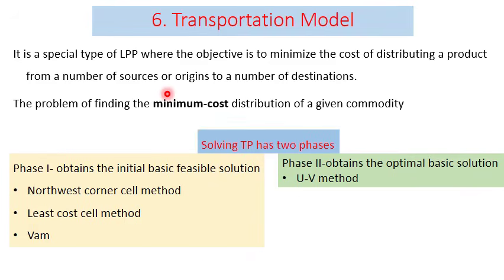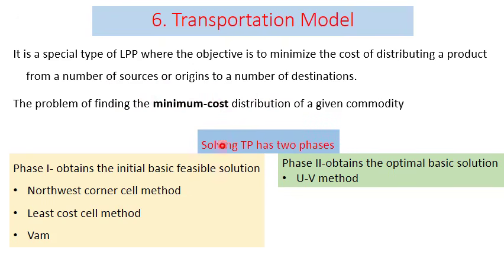Coming to the last method, that is the transportation model. The transportation problem is a special type of linear programming problem where the objective is to minimize the cost of distributing a product. Just like the center of gravity method, the objective is to minimize the cost of distributing a product from a number of sources or origins to a number of destinations. The problem is finding the minimum cost distribution of a given commodity. We have to find the minimum cost.